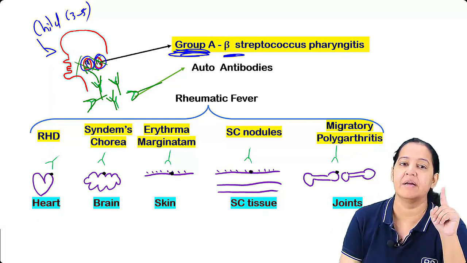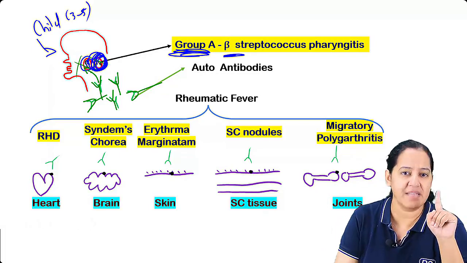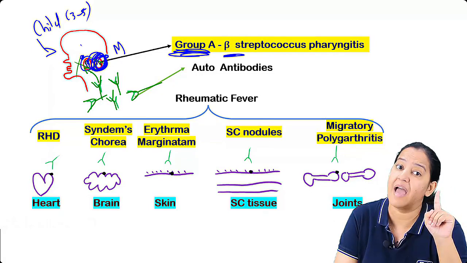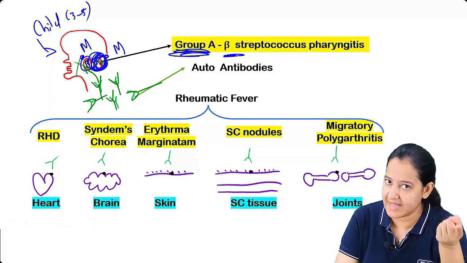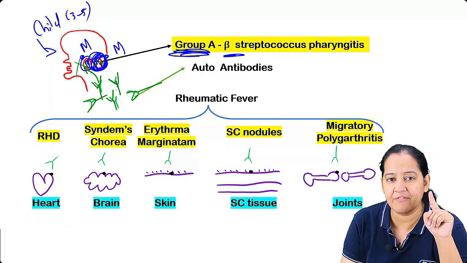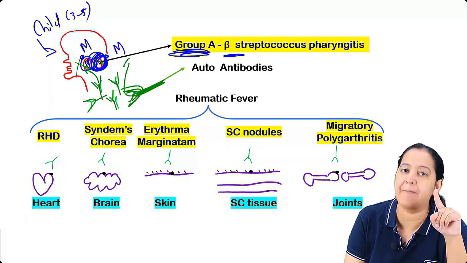Listen, everyone. This bacteria, I'm teaching you Streptococcus pyogenes. It has M protein in the cell wall. Have I told you now the basis of the Griffith classification? M protein in the cell wall. So the antibodies which are formed now are anti-M. They are formed against the M protein of the bacteria.